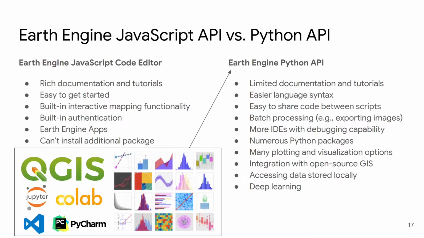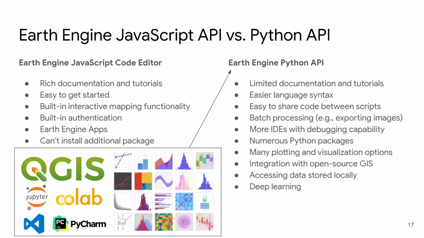On the other hand, the Python API has relatively limited documentation and tutorials. Lots of users actually learned Python, but the downside is that Google Earth Engine does not provide a lot of documentation for it, and it's not the default API provided by Google. There are not a lot of documentation or tutorials, so users might sometimes have a hard time getting started.